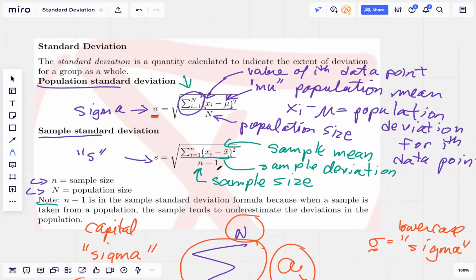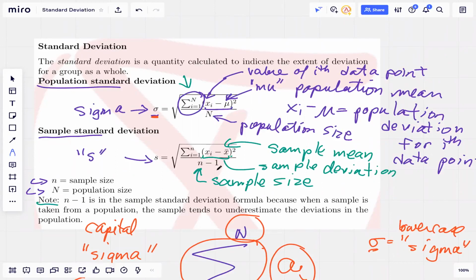The sample standard deviation is very similar, except we use the sample mean. We calculate the sample deviation for each data point in our data set. We square all those sample deviations, add them all up, and then divide by n minus 1, the sample size minus 1. That's because when we take a sample from a population, the sample tends to underestimate the deviations in the population, so this corrects for that.